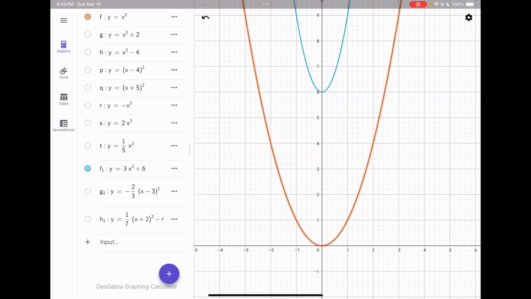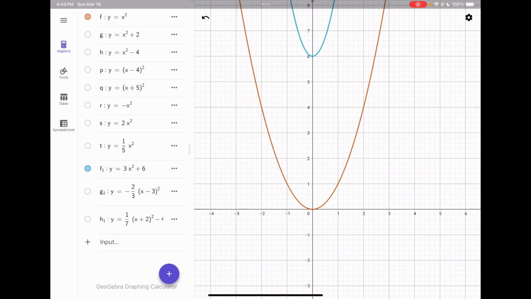The next one, g1, negative 2/3 times (x minus 3) all squared. The negative indicates that it's going to flip. The 2/3 means it's going to squish, going to get crushed by a boulder. And the x minus 3 indicates we're going to have a horizontal shift, as you can see here.